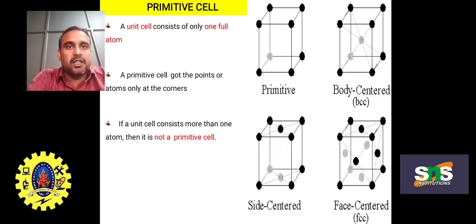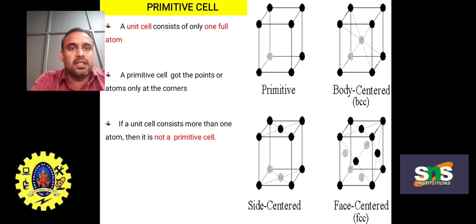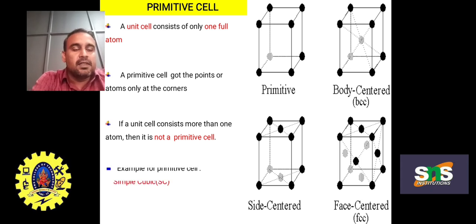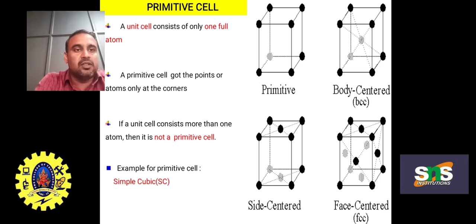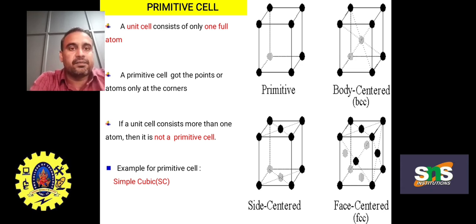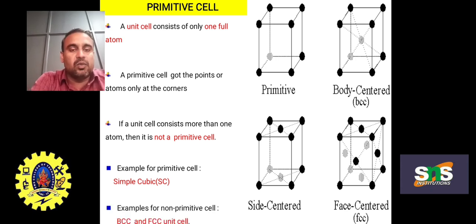Then the next title is primitive cell. A unit cell consisting of only one full atom, that is, lattice points at the corners only, is called a primitive or simple cell. If the cell consists of more than one lattice point, it is called a non-primitive cell. The first diagram shows a primitive cell, simple cubic. Then the second, BCC (body-centered cubic), and FCC (face-centered cubic) are non-primitive cells. So the example for a primitive cell is simple cubic, and the examples for non-primitive cells are body-centered cubic and face-centered cubic.